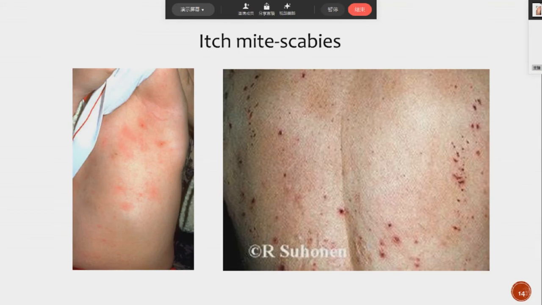And how can these patients transmit the disease? They are living on our skin, yes? So if people, human to human or human to animals, have skin contact, direct contact, then the scabies mites can migrate to the other host and cause the disease, scabies. That is for each mite.